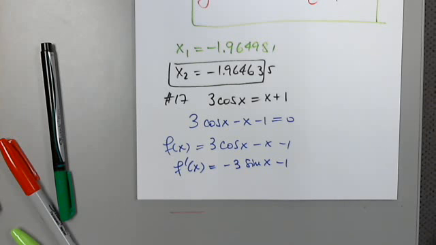And I will put my function in too. 3 cosine x minus x minus 1. And then I would like to go back to more optimization problems.